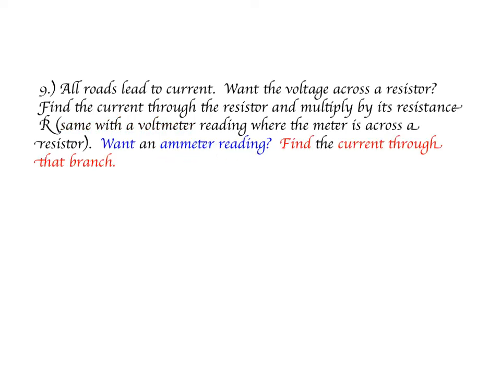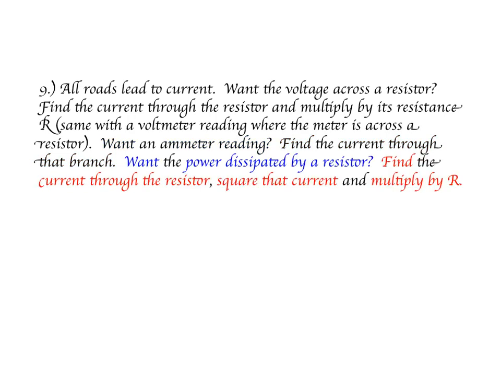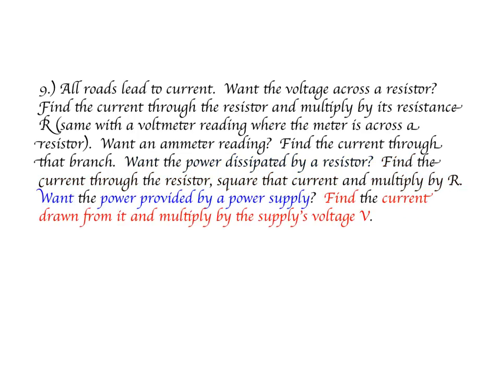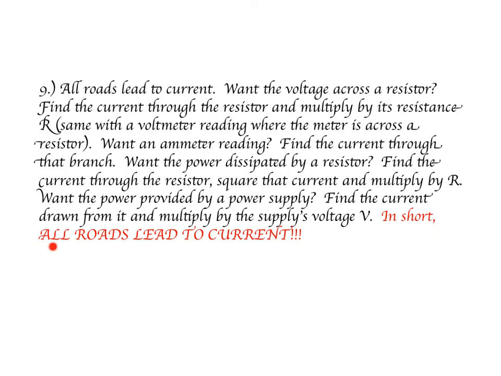You want an ammeter reading, you have to figure out the current through the branch. You want to know how much power is dissipated by a resistor, you have to figure out how much current there is passing through the resistor. You have to square that quantity and multiply by the size of the resistor. You want to know how much power is provided by a power supply. You have to figure out what the current is being drawn from the power supply, and you have to multiply that quantity by the terminal voltage. In other words, just about any kind of problem that you're going to be asked to do is going to require you to figure out how much current is passing through the branch that's associated with the element that you're interested in. All roads lead to current.